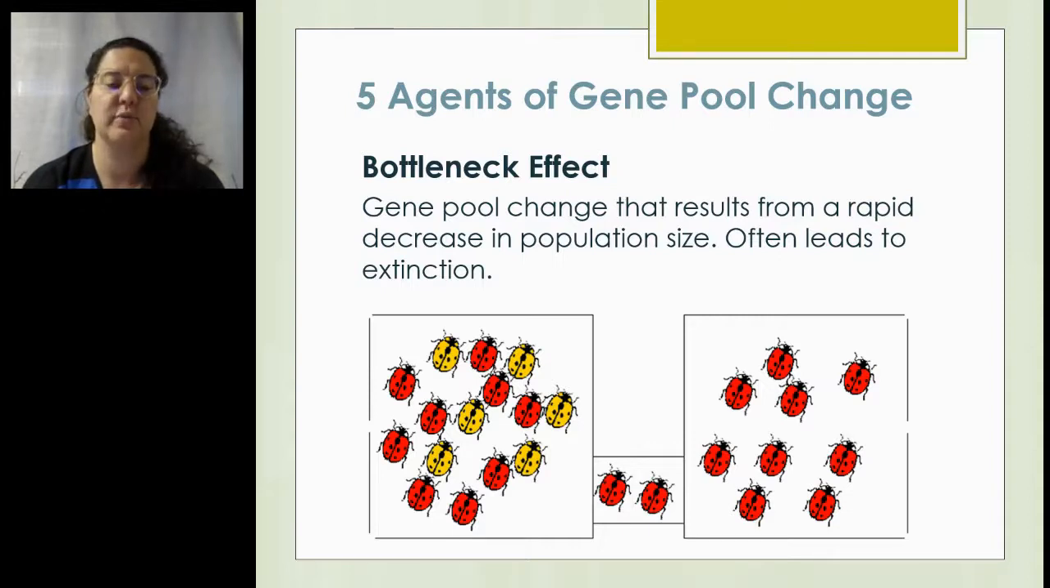We can see this in larger predators in countries in South America and Africa and India, where they can be hunted nearly to extinction, and then the gene pool doesn't have enough variety to continue to adapt to environmental pressures. So that is our lesson on the gene pool, gene frequencies.